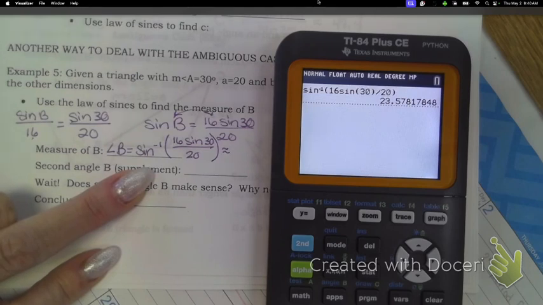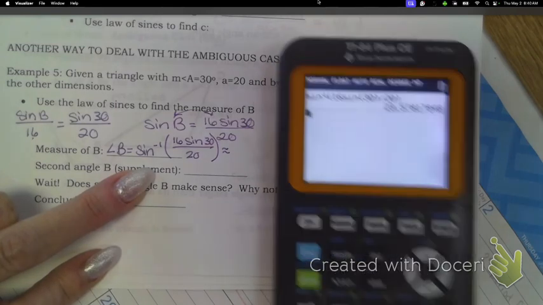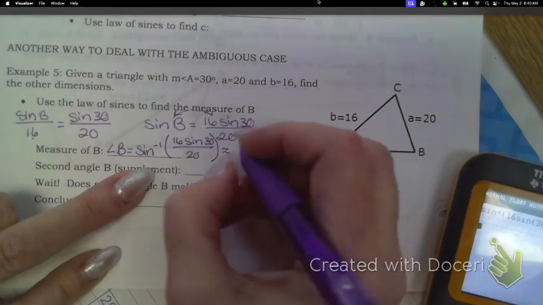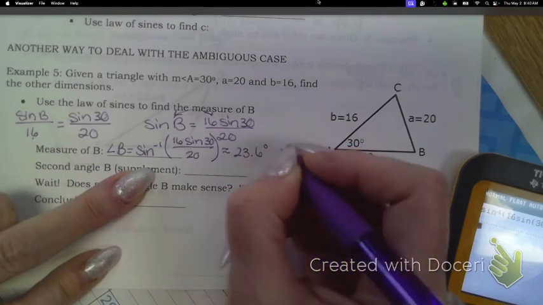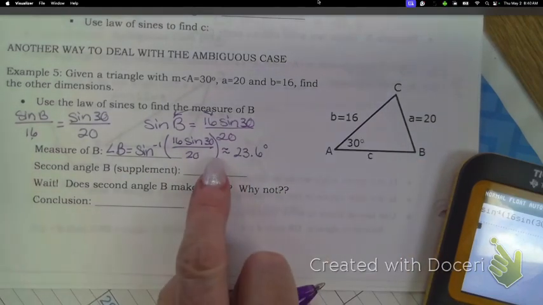What in your calculator? Figure out how to use a calculator. Well, you've got to know how to use it. Well, I know how to use it. So 23.6 degrees. And I do expect you to use approximately because we are rounding.